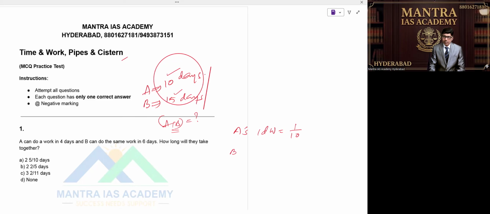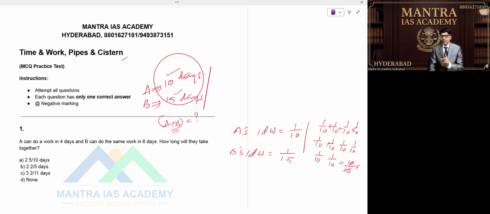A's 1 day's work is 1 by 10. B's 1 day's work is 1 by 15. That means in the first day 1/10, second day 1/10, third day 1/10, fourth day 1/10, fifth day 1/10, sixth day 1/10, seventh day 1/10, eighth day 1/10, ninth day 1/10, like that. So the total, when you add them, you automatically get 10 by 10, which means 1. That means work is always 1. So he finishes the whole work in 10 days, because every day he is doing 1/10 of the work.